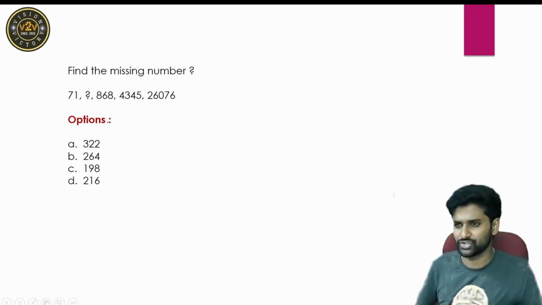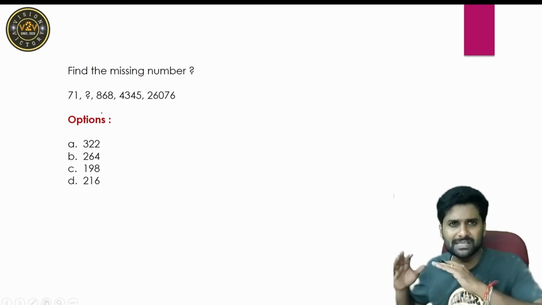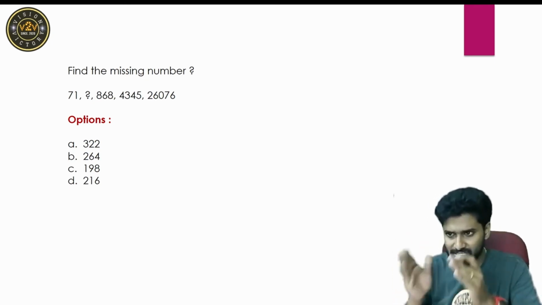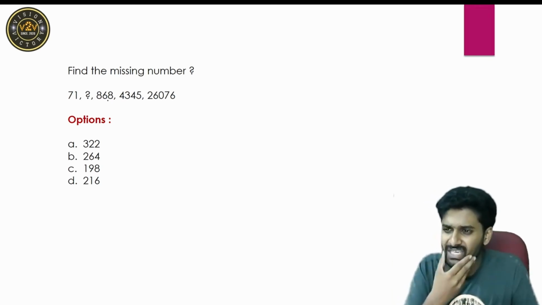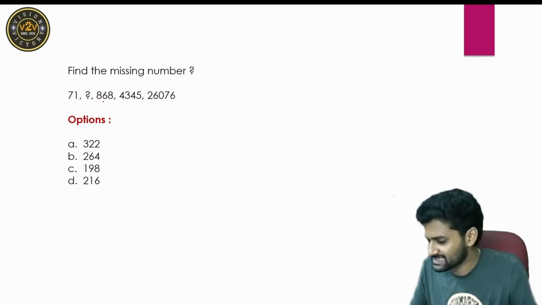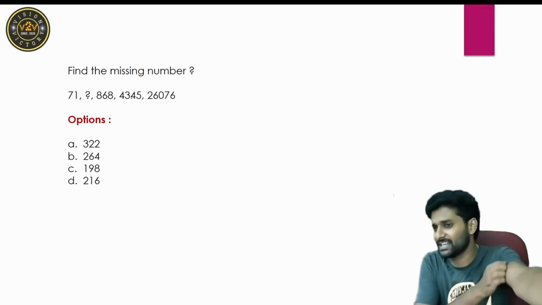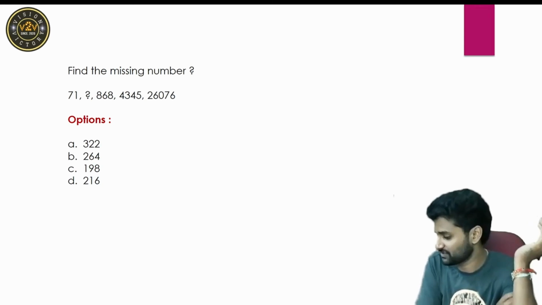Now see one more question from number series. Guys, if numbers suddenly increase, remember that you will get the logic through multiplication. Just identify the logic in terms of multiplication. Now see, here 868, guys. Here the number is 868. Becomes 4,345. Again, the next value should be 26,076. What is the logic for this question?